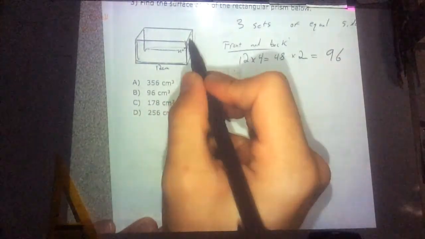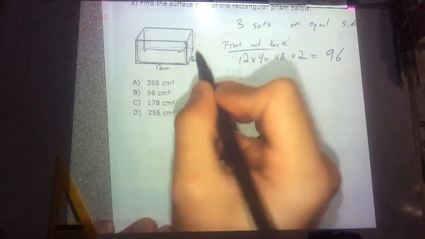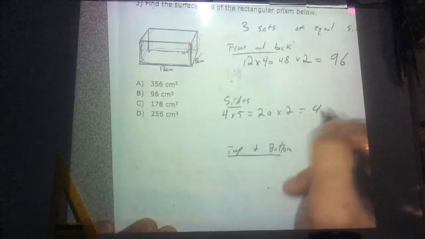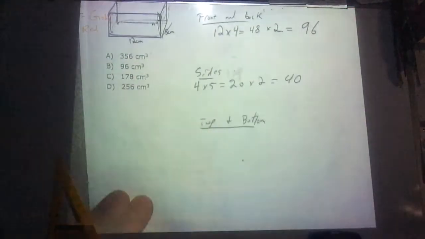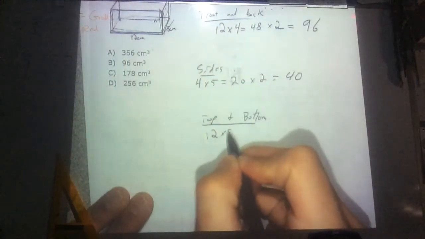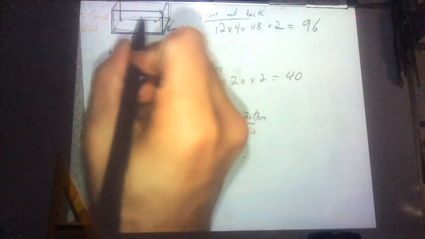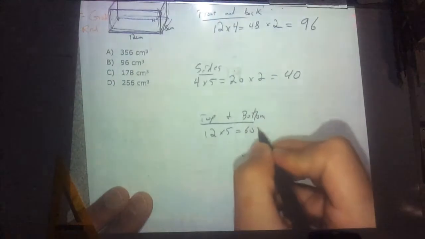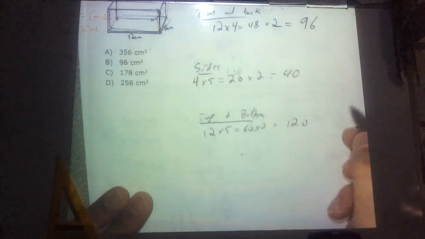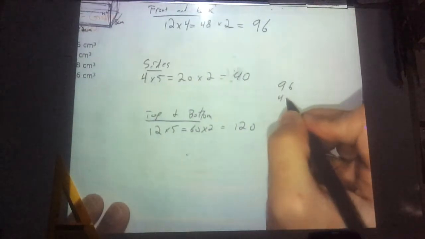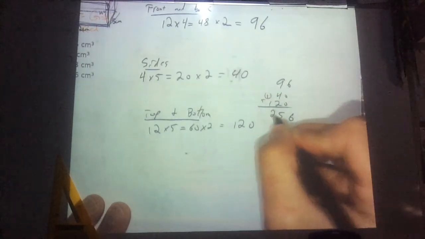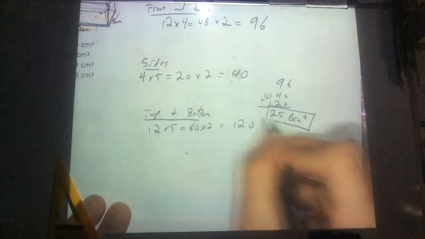It's 4, so it's this right here and this right here. 4 by 5, which is 20. Then multiply by 2, which is going to be 40. And finally the top and bottom, so I'm going to do this one right here, which is 12 by 5, which is 60. And this side is equal to the top, so I'll just multiply by 2. Now I just need to add all these together. Six, 13, 15, carry the 1, and 256 square centimeters.